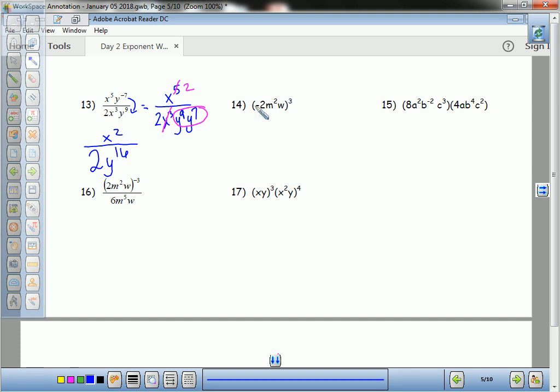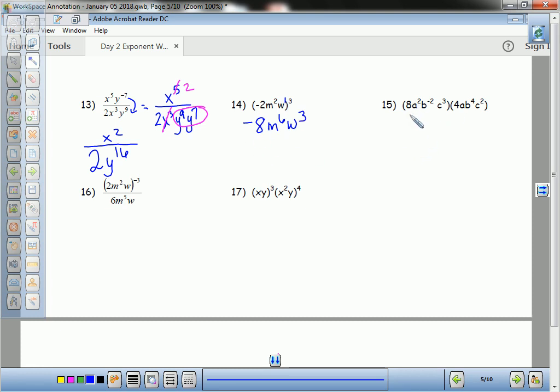On this one, everything is being cubed. So a negative 2 is being cubed. A negative number to an odd power stays negative, so it's negative 8. A power to a power, we're going to multiply, so that's m to the 6th. And w to the 1st times to the 3rd makes w to the 3rd.